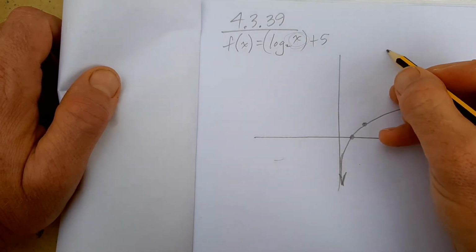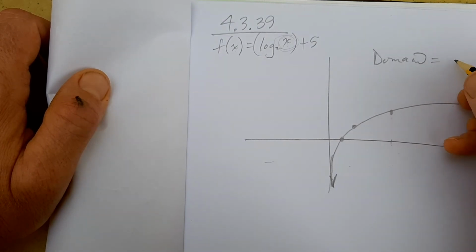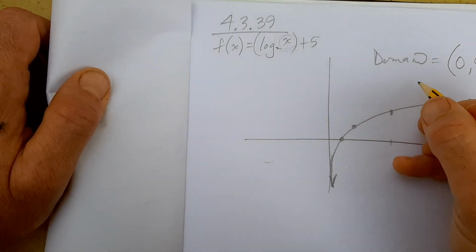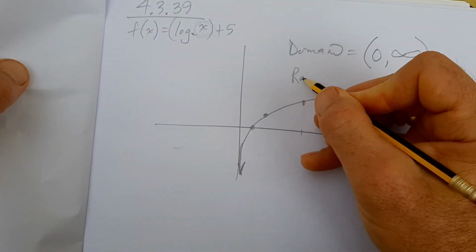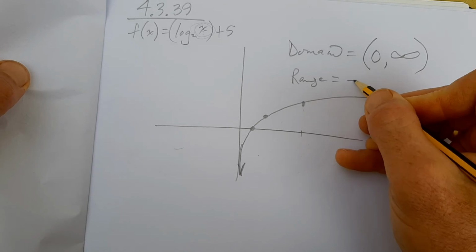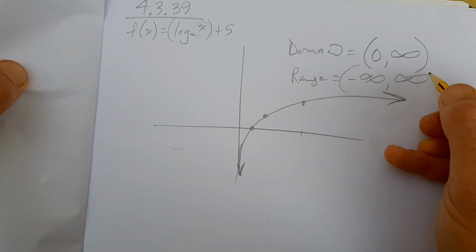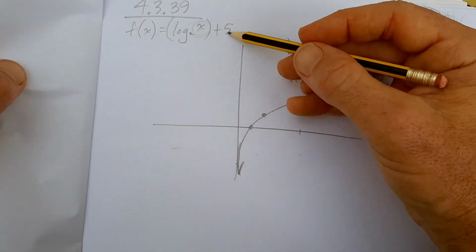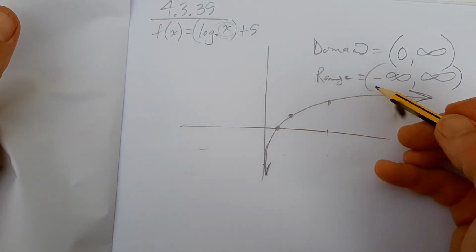So your domain is from 0 to infinity. And range is negative infinity to infinity. Oops, except for this one. No, this one's fine. We move up 5 units. So make sure you vertical shift 5 units. That doesn't change the domain and range.